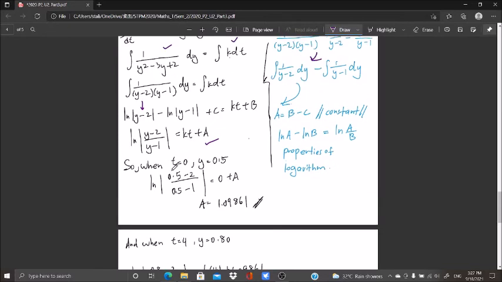So we substitute t equals 0, y equals 0.5 inside this formula, because we need to obtain a. And when t equals 0, we can ignore the coefficient k. So we obtain a. A is actually our unknown constant when we do the integration, because this is an indefinite integration, so there is an unknown coefficient there. You can use any capital letter as you like, it need not be C.